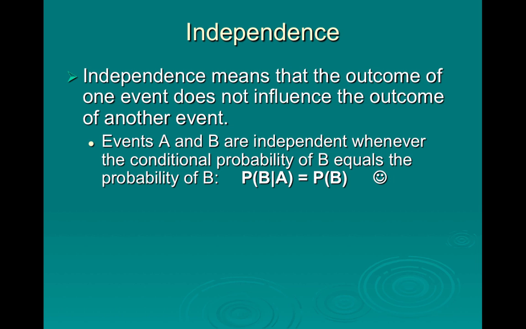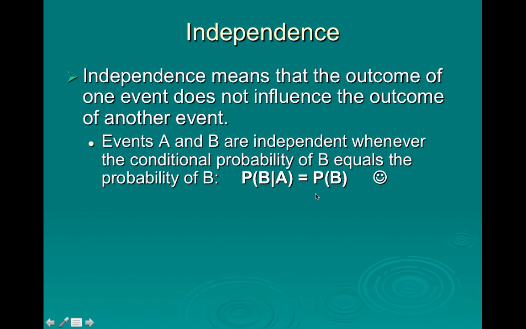We can actually mathematically determine if two events are independent based off of conditional probability. If events A and B are independent, then the conditional probability of B will equal the regular probability of B. Using the notation, we would have the conditional probability, the probability of B given A, but this is still just calculating the probability of B. That has to equal the overall probability of B.